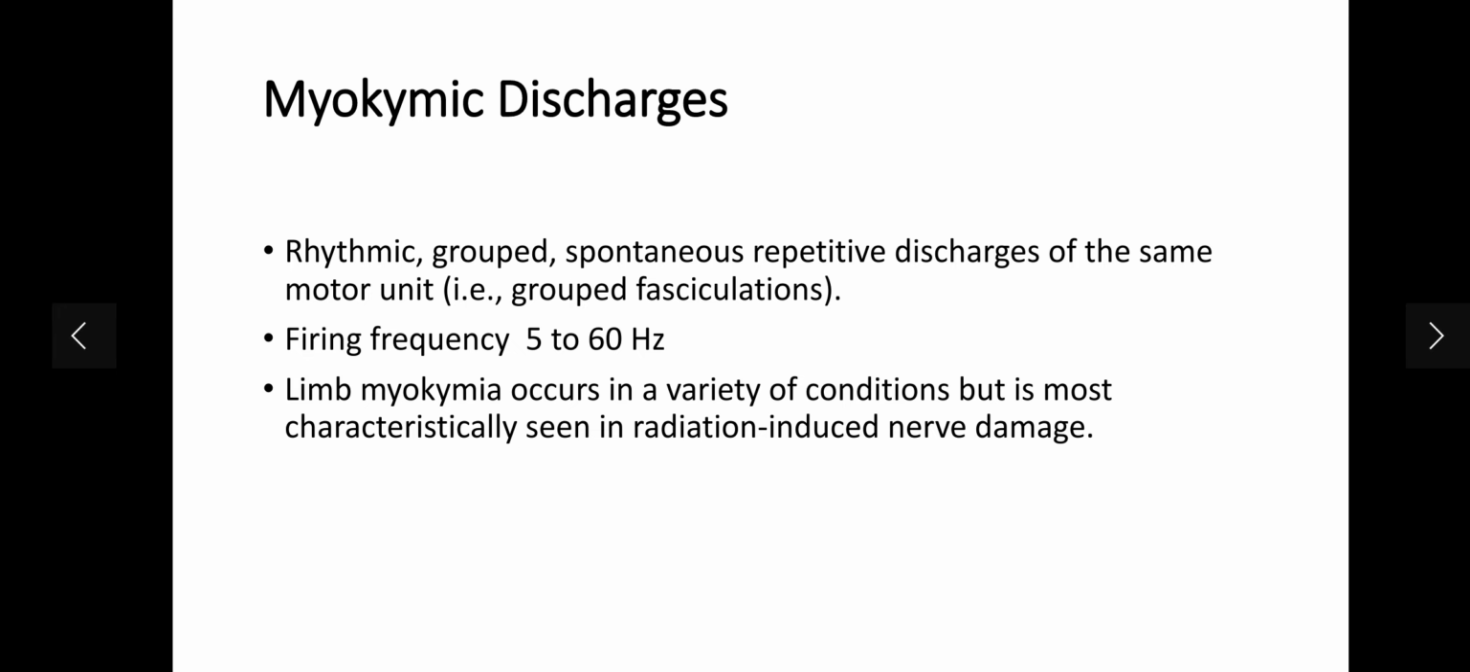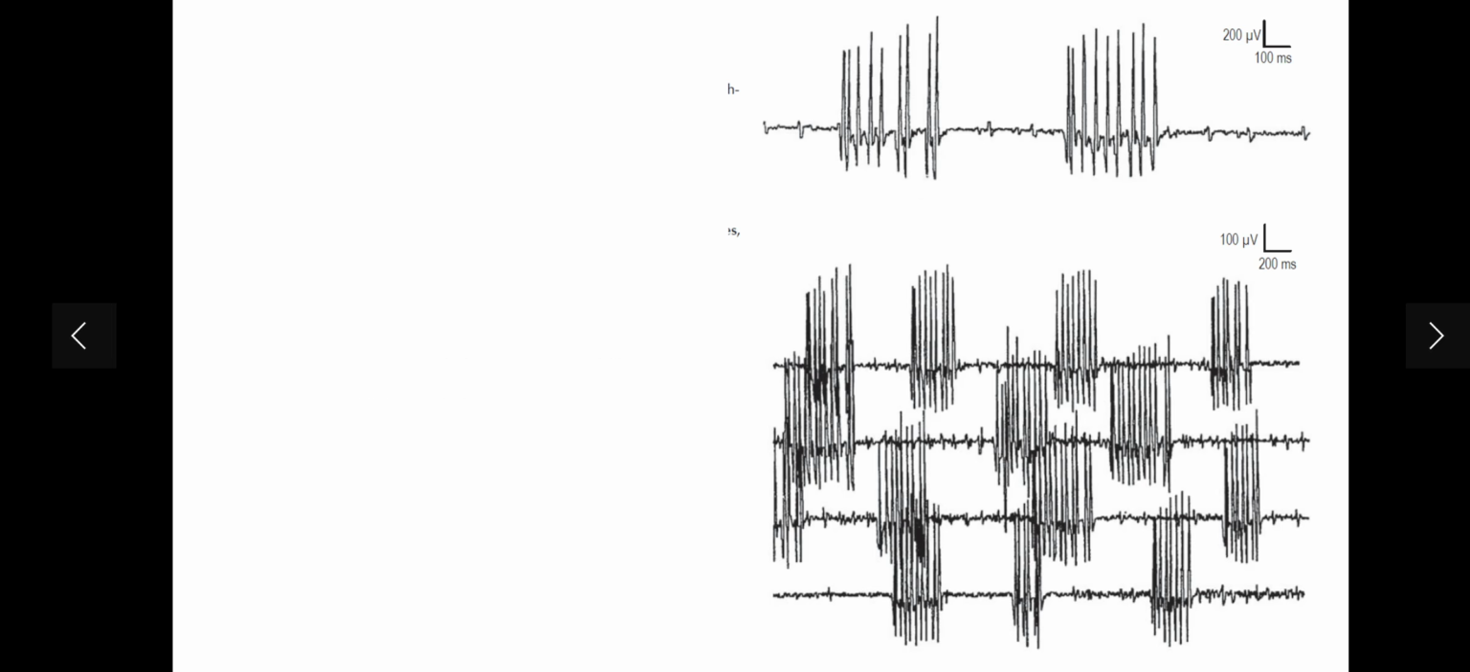Myokimic discharges are not very common. They are rhythmic, grouped, spontaneous, repetitive discharges of motor units, so they are different from complex repetitive discharges. These are motor unit action potentials that are grouped and repetitive, and they could have high firing frequency as well. In certain situations, they can help you reach a specific diagnosis, like radiation-induced nerve damage, but these are not seen very frequently. This is what myokimic discharges look like.